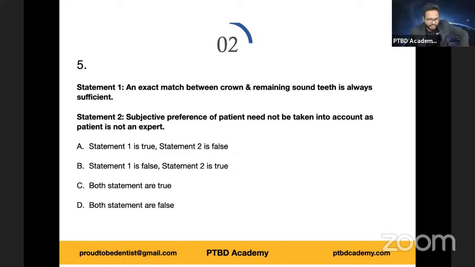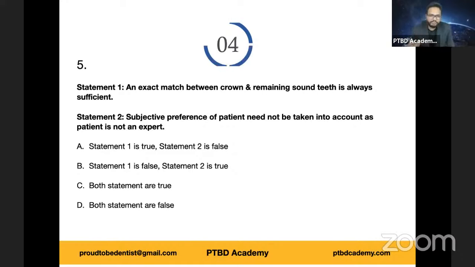Okay, majority of you seem to be tilting towards option D, even though Munshi says option B. So an exact match between crown and remaining sound tooth is always sufficient, not necessarily, because as we discussed, patient subjective perception might vary, and usually patients choose teeth with lighter shades. So even though there is no exact match, it's acceptable as long as the patient is satisfied. So this is according to standard literature. I'm sure we all have this experience as well, clinically.